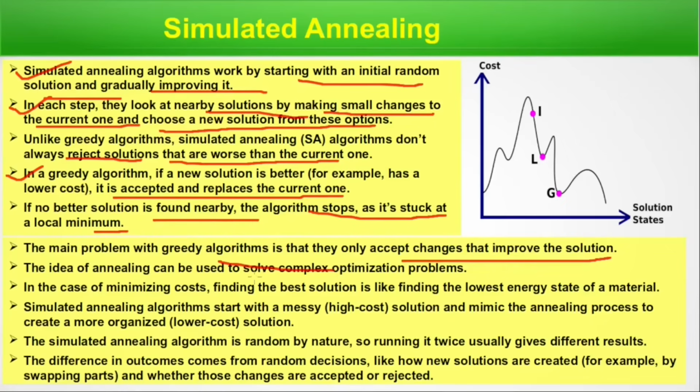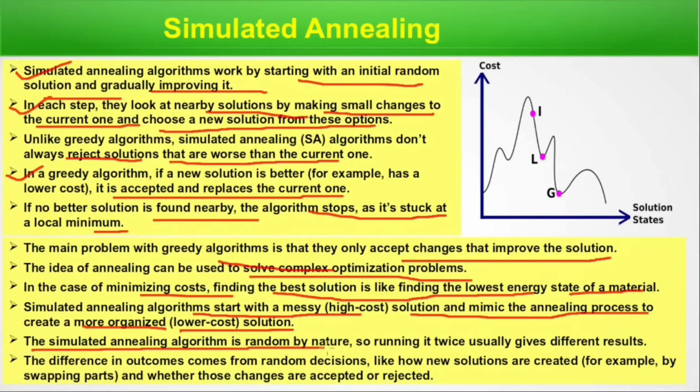The main problem with greedy algorithms is that they only accept changes that improve the solution. The idea of annealing can be used to solve complex optimization problems. In case of minimizing cost, finding the best solution is like finding the lowest energy state of a material. Simulated annealing algorithm starts with a messy high-cost solution and mimics the annealing process to create a more organized lower-cost solution. The simulated annealing algorithm is random by nature, so running it twice usually gives different results. The difference in outcome comes from random decisions like how new solutions are created, for example, by swapping parts, and whether those changes are accepted or rejected. In a greedy algorithm, if it gets a local minimum, it will just stop. In case of simulated annealing, it doesn't stop.